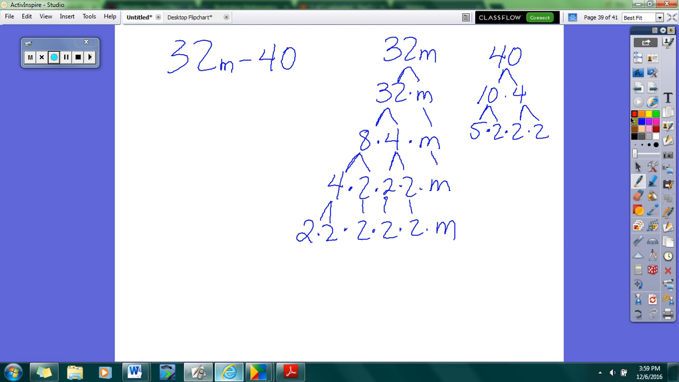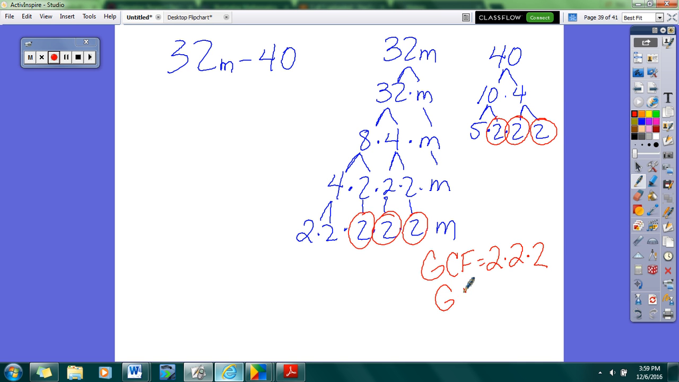Now I need to look at the numbers they have in common. I see they both have a 2, they both have another 2, followed by another 2. Those are the numbers they have in common. So my GCF is going to equal 2 times 2 times 2. My GCF will be 8. I'm going to bring 8 out into the front of my parentheses. So what times 8 is 32? I know that's 4 with an m attached to it, minus, I know 8 times 5 is 40. So my answer will be 8 times the quantity, 4m minus 5.